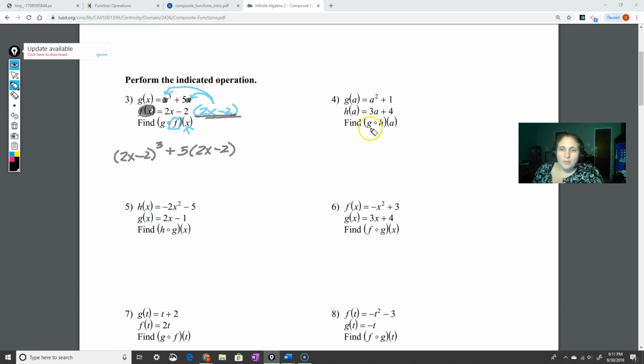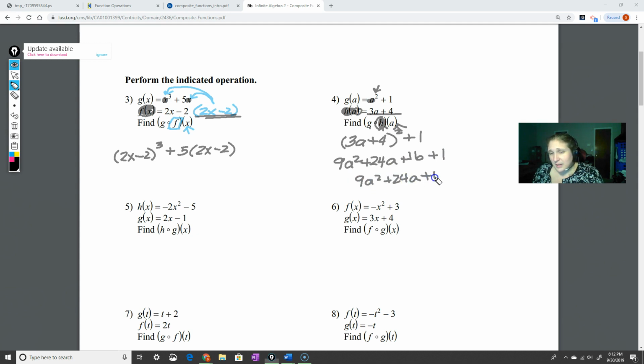So if you look here, g of h of a. So this is what's going inside. The h goes inside. Well, it already tells us to use a, so all I'm going to do is every time I see an a, I'm putting in this entire thing. So I see an a to begin with, so I'm putting in h of a, all of h of a. Then I keep going. Here's the squared, here's the squared, here's plus 1. And then I solve. 3a times 3a is 9a squared plus 24a plus 16 plus 1. And then I simplify.